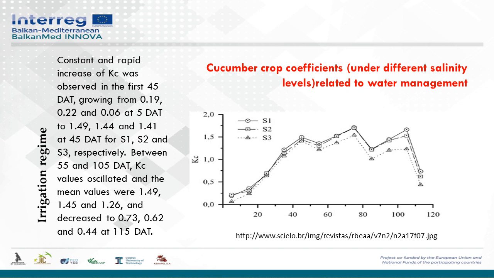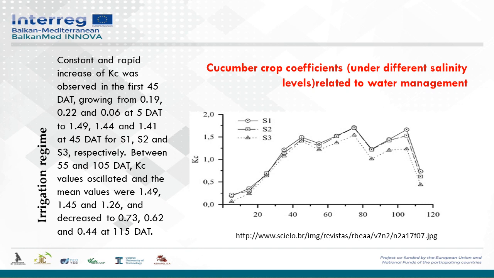and practically the crop coefficient values range from 0.19, 0.22 and 0.06 respectively for the first, second and third level of salinity at day 5 after transplanting, and then they are increasing until at day 45 after transplanting they reach respectively 1.49, 1.44 and 1.41 for S1, S2 and S3.